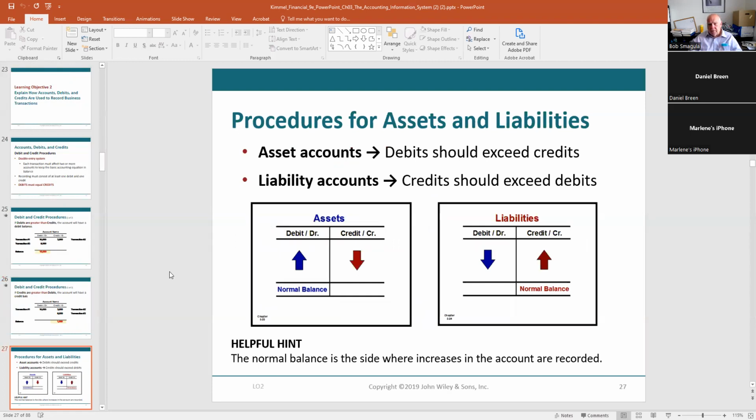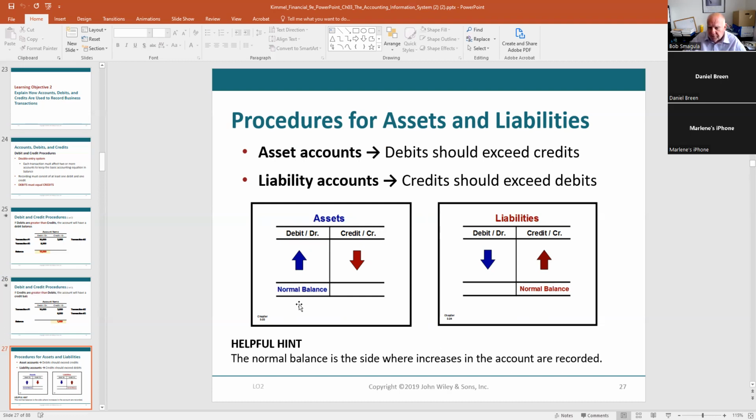Okay, here's where it gets a little tricky, huh? Asset accounts. Assets have a normal debit balance. Can you remember that? Assets have a normal debit balance. And assets should always have a debit balance. Assets are debits. Liabilities always have a credit balance. So note the difference here. When you want to increase an asset, you debit it. When you want to increase a liability, you credit it.